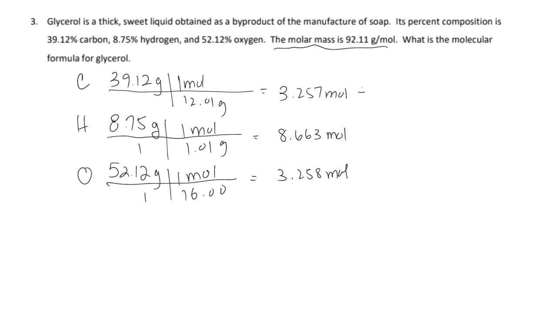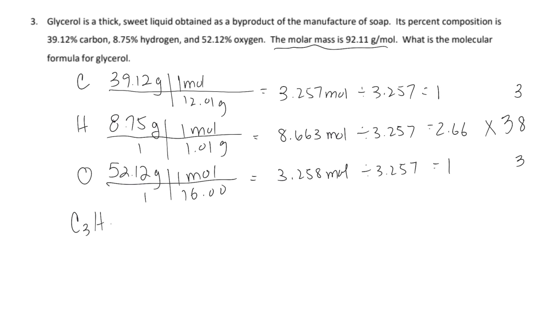Check. Divide by smallest, 3.257. I get 1. I get 2.66, and I get 1. So this is one I cannot round. I cannot round it to 3. I have to multiply by a factor. And the factor that I need to multiply by is 3. So I'm going to get a 3, an 8, and a 3 for my subscripts. So it becomes C3H8O3. And this is my empirical formula.